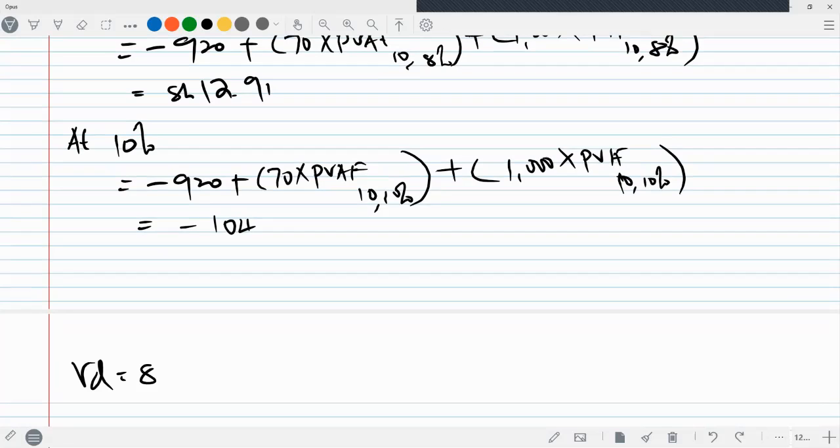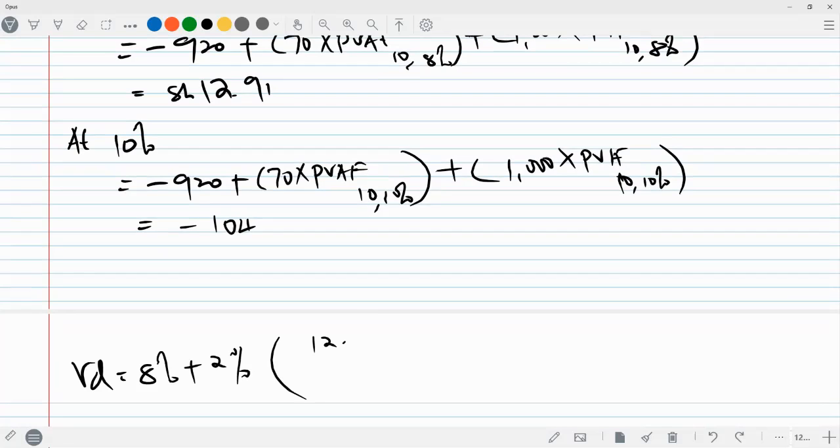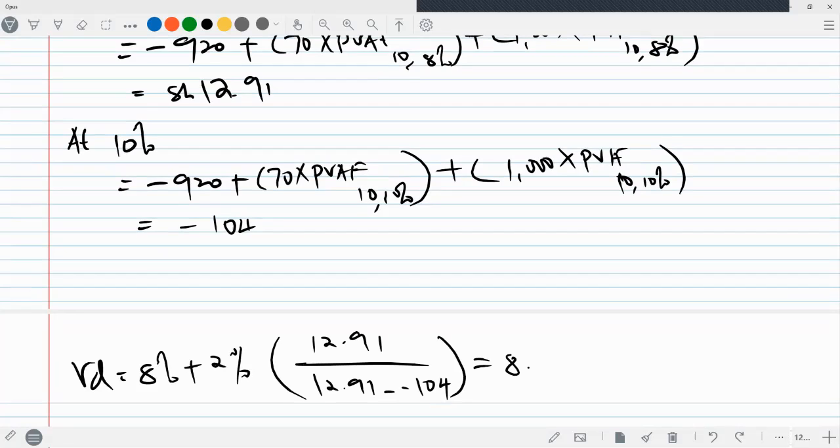Which we can therefore get using the IRR formula. The cost of the bond will be equal to 8% plus 2%, the difference between 10 and 8, times the value at 8%, 12.91, divided by 12.91 minus negative 104, to give us 8.22%, therefore the cost of this bond.